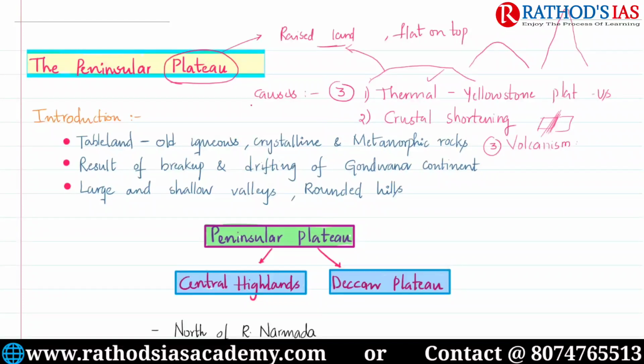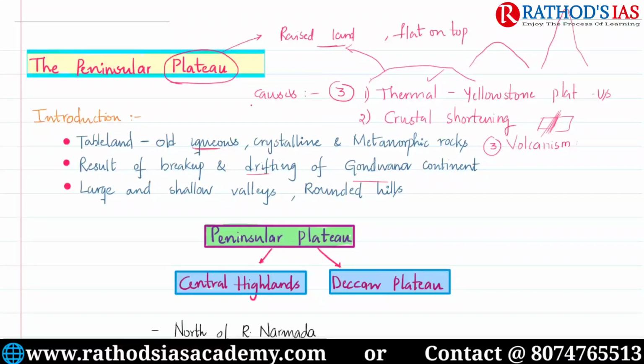This Peninsular Plateau is a tableland which is very old, and it mainly contains igneous, crystalline and metamorphic rocks. The Indian Peninsular Plateau was mainly formed as a result of the breakup and drifting, that is, moving away, of the Gondwana continent. In India's Peninsular Plateau we have large and shallow valleys and rounded hills.